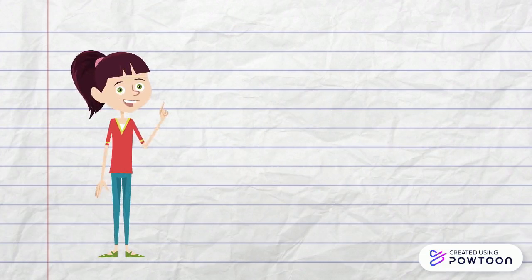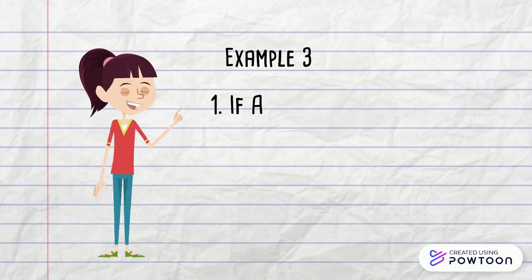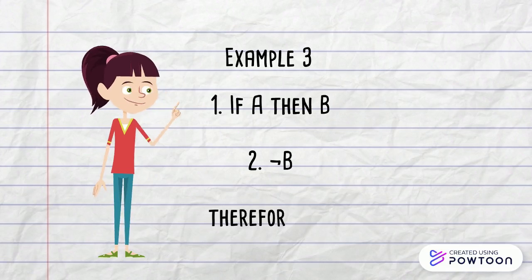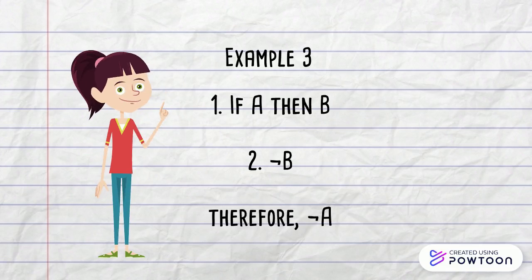So, in denying the hypothesis, we use modus tollens. In modus tollens, premise 1 shows if A, then B. Premise 2, not B. So the conclusion is therefore not A.